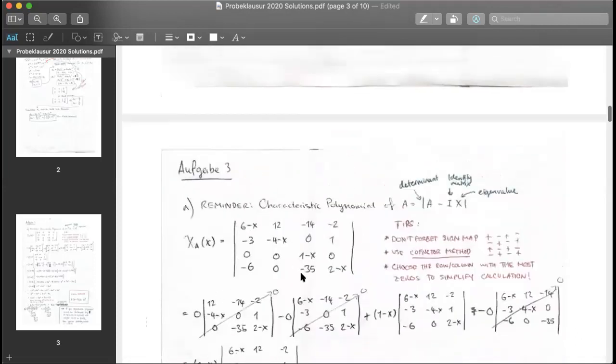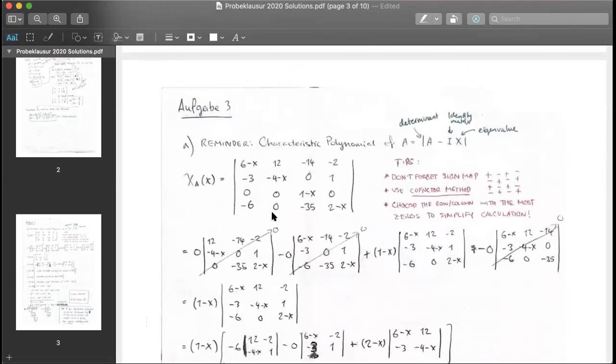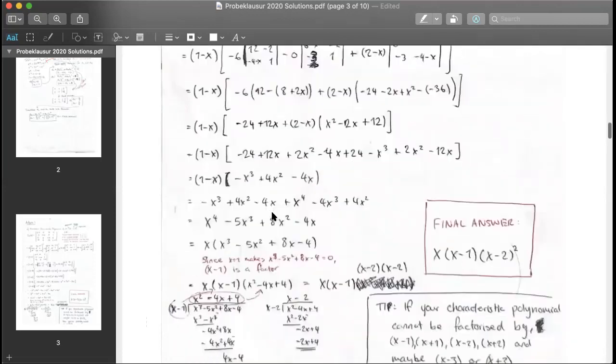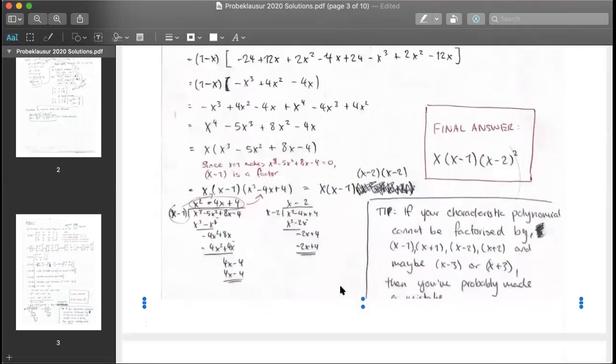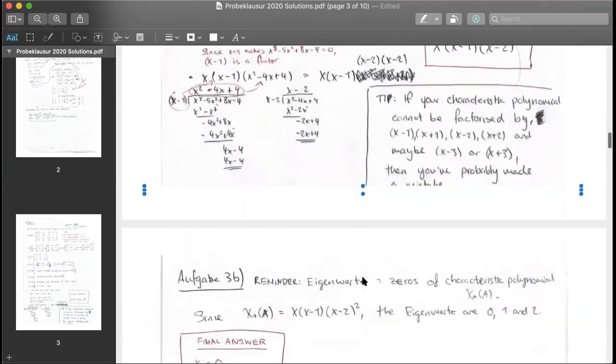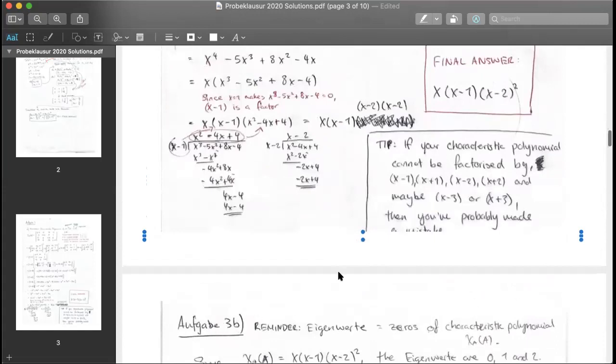We took the original matrix, but we subtracted the minus x from the main diagonal, and we took its determinants by using the cofactor method. That's it. That's a characteristic polynomial of any matrix. All right, and we're going to need this part correct so that we can find the part B.